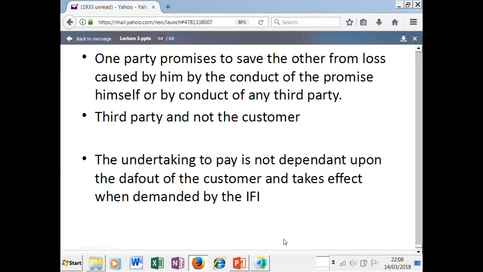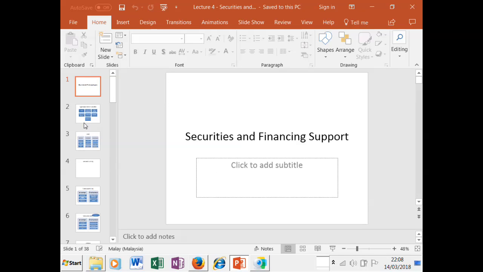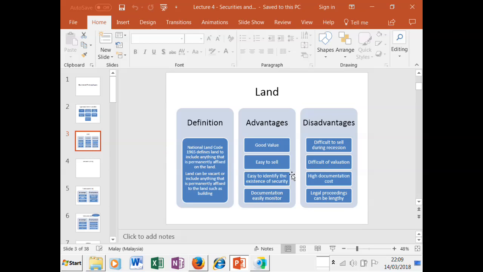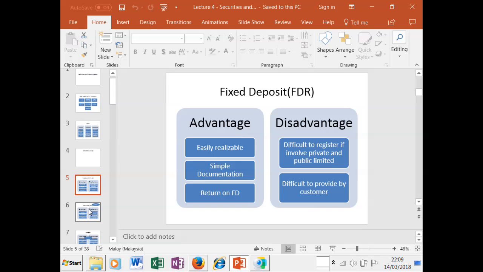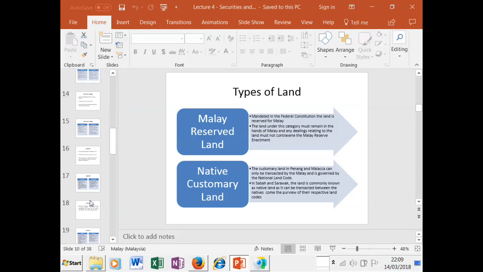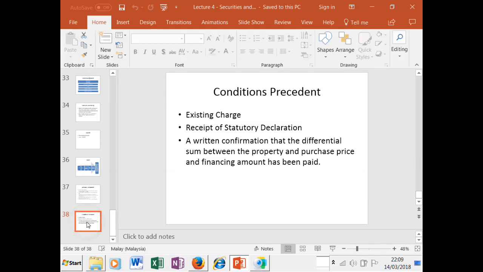Alright, so basically I think this is quite a very easy topic. Right, this is very easy. So in chapter 4, lecture 4 will be on securities and financing support. We'll be dealing with the type and form of securities, which is collateral lah. Kan, land and building, fixed deposit, vehicle, unit trust, stock and shares, machineries. Tadi kan, betul tak? Land, fixed deposit, stock and shares, dah. Ini dah lecture 4.